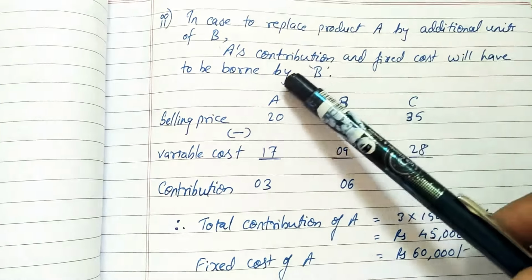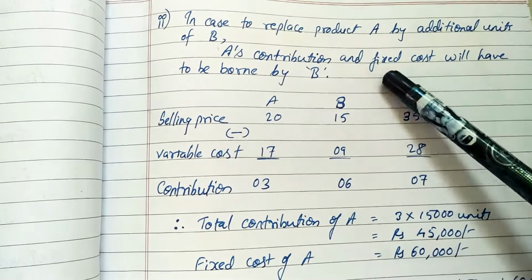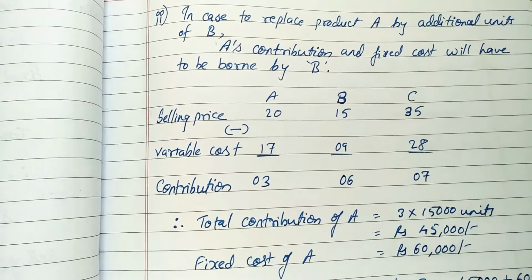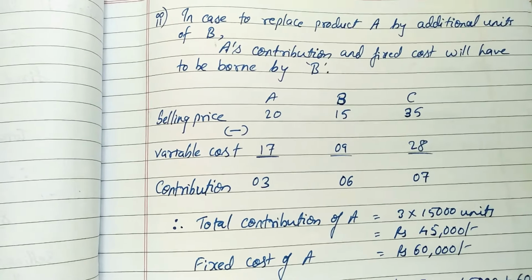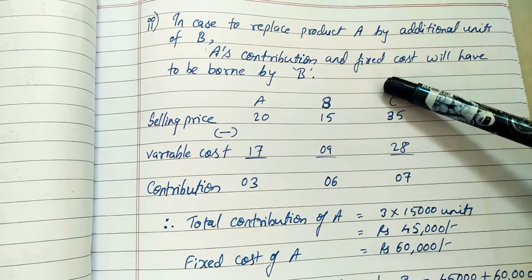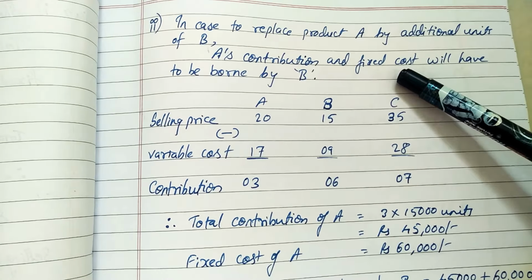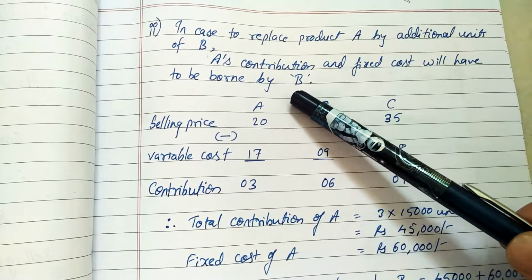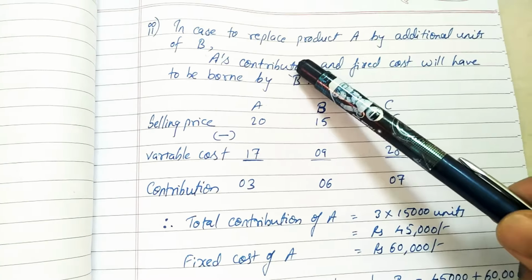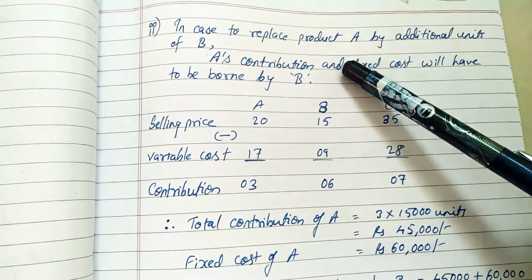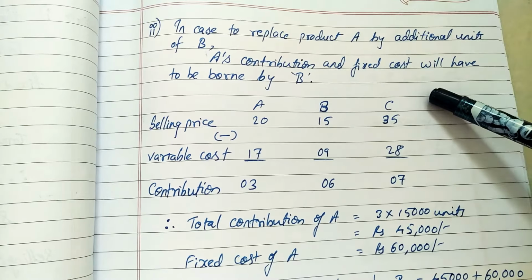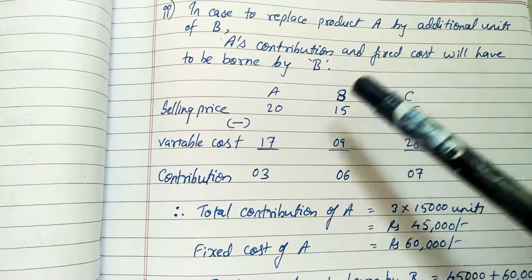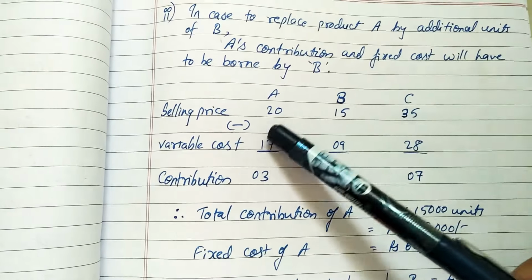Okay, so for that what we do is, see, A's contribution and fixed cost will have to be borne by B. Whatever A is contributing to the organization and whatever fixed cost is going into A, all that will have to be borne by B. Only then B will be able to match the contribution and fixed cost of A, and the organization will be able to maintain the same profit levels. Okay, so let us first calculate the contribution.